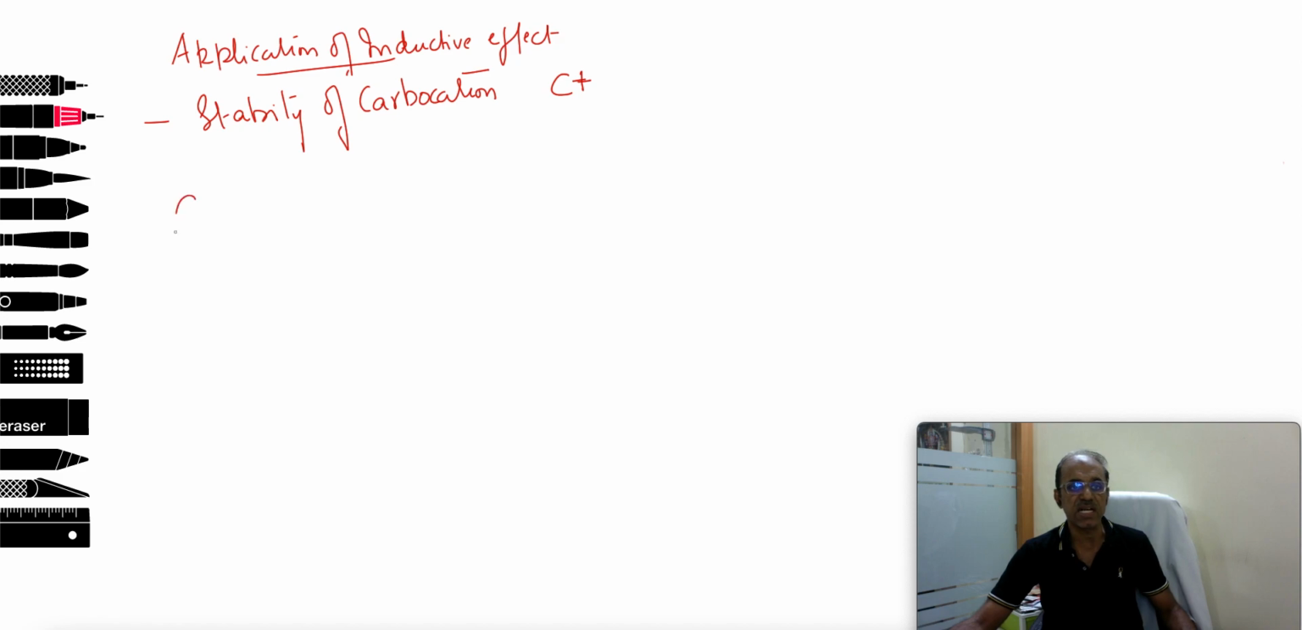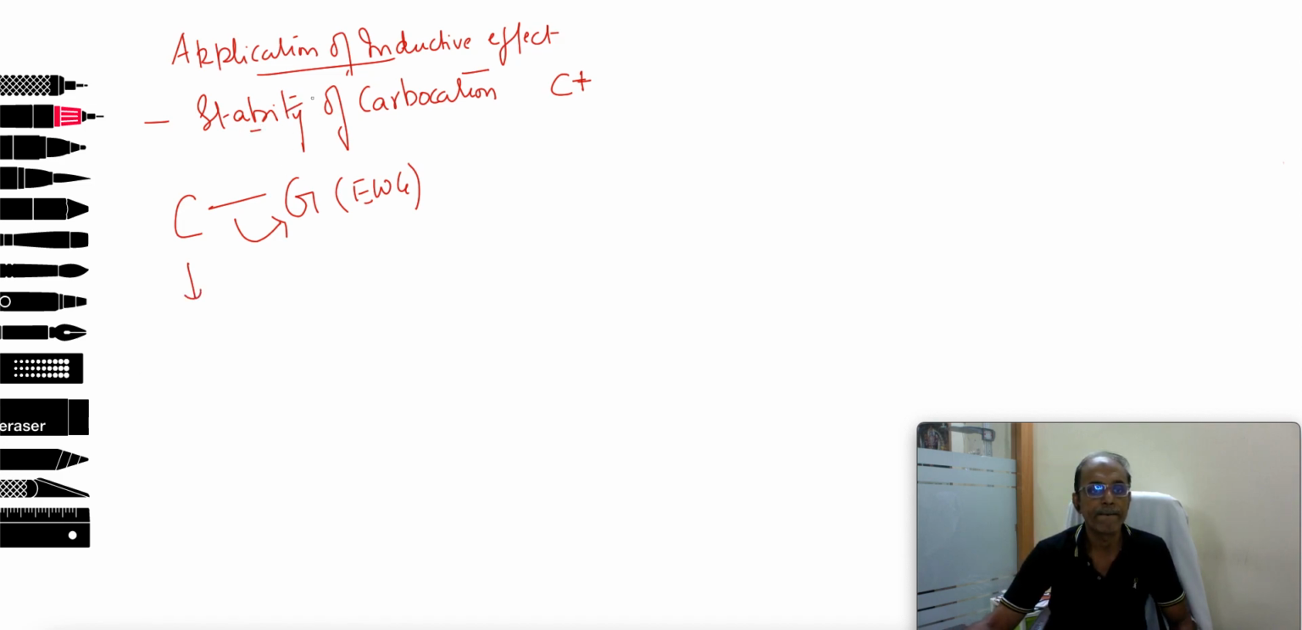Take for instance, this is a carbon atom which is bonded to some electron withdrawing group. Suppose I say electron withdrawing group G. So what will happen? The electron will move towards G. So we will get C plus, G minus. Okay? So now this is positively charged. This is known as the carbocation. Cation means positive charge. This is carbocation.